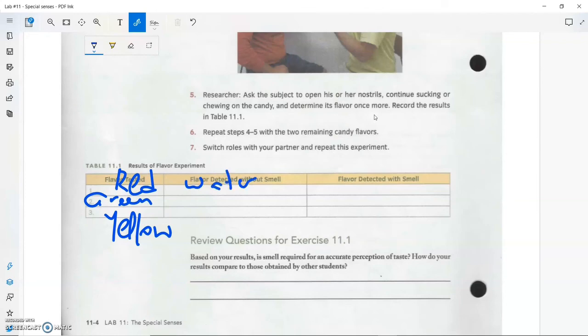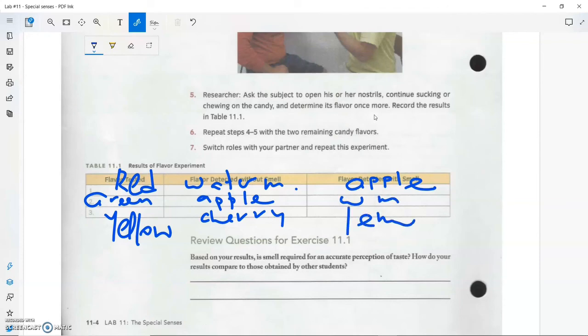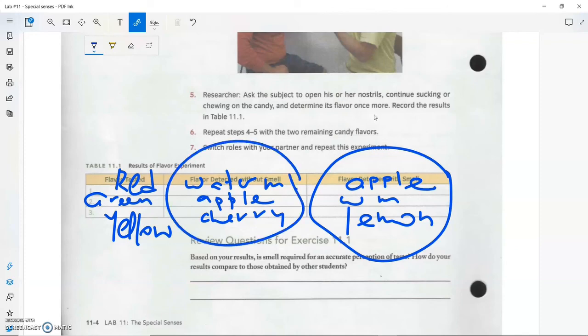The red one without the smell, let's say, is going to be watermelon. For green without the smell, it's going to be apple. And for yellow, it's going to be cherry. Well, it turns out, if you open the nose up, red becomes apple, green becomes watermelon, and yellow becomes lemon. So you see that those are the actual true tastes that we perceive. Without the smell, taste dramatically changes.